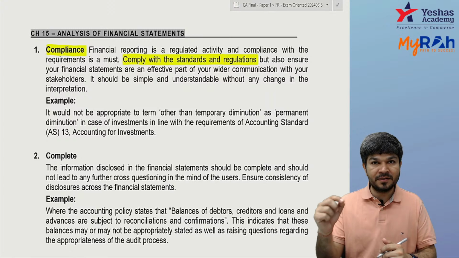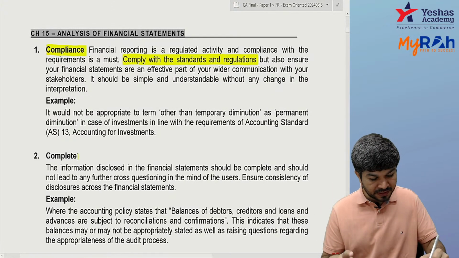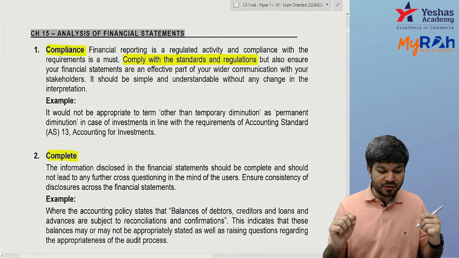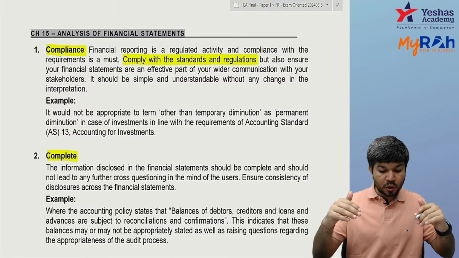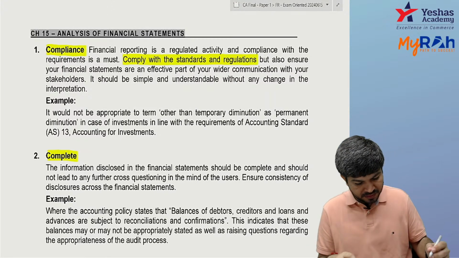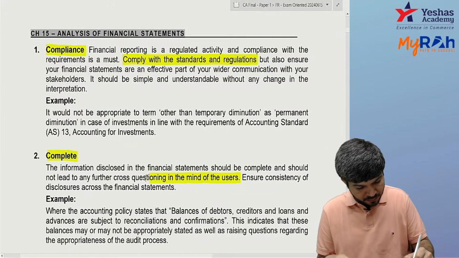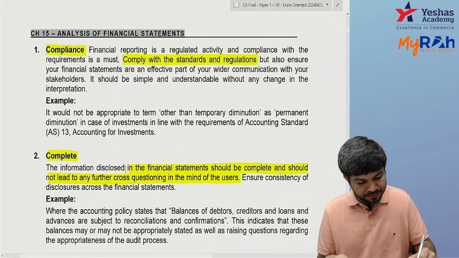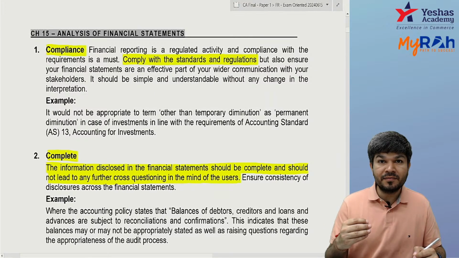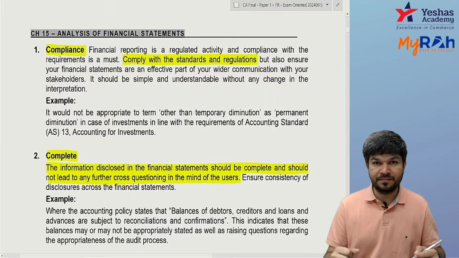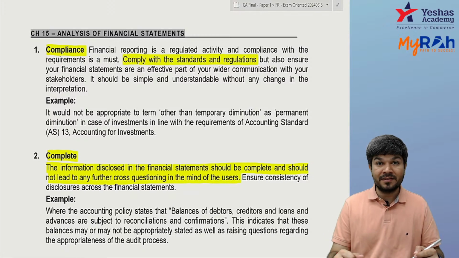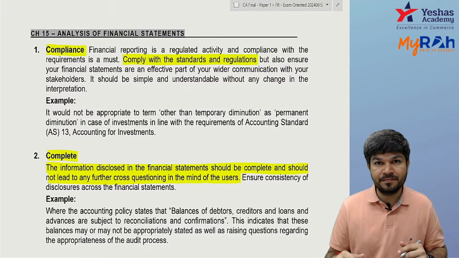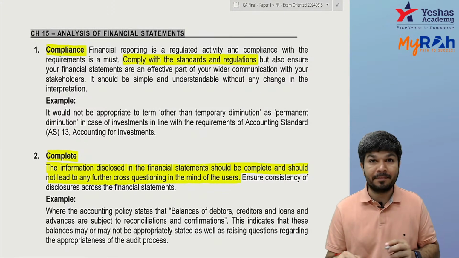You need to comply with standards, regulation, best practices to be followed. Number 2, the information disclosed in financial statements should be complete. It should not lead to cross-questioning in the minds of users. Suppose you write in the notes that the balances of debtors and creditors are subject to confirmation, people will feel the balances are not the final one. That should not happen.